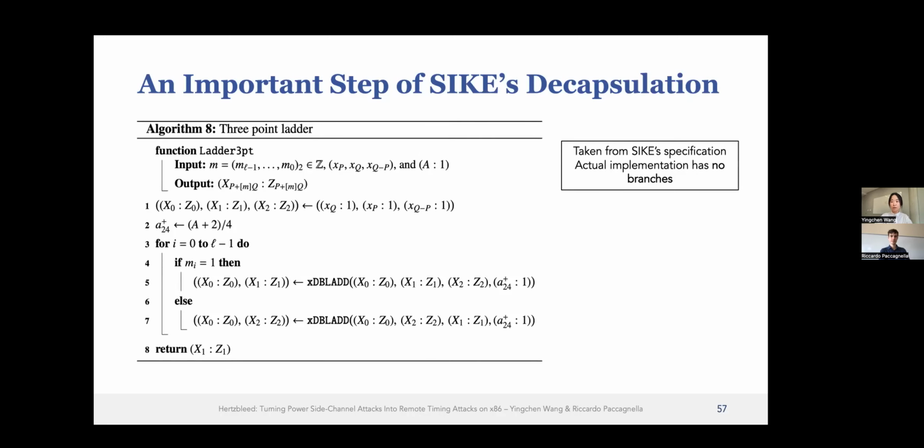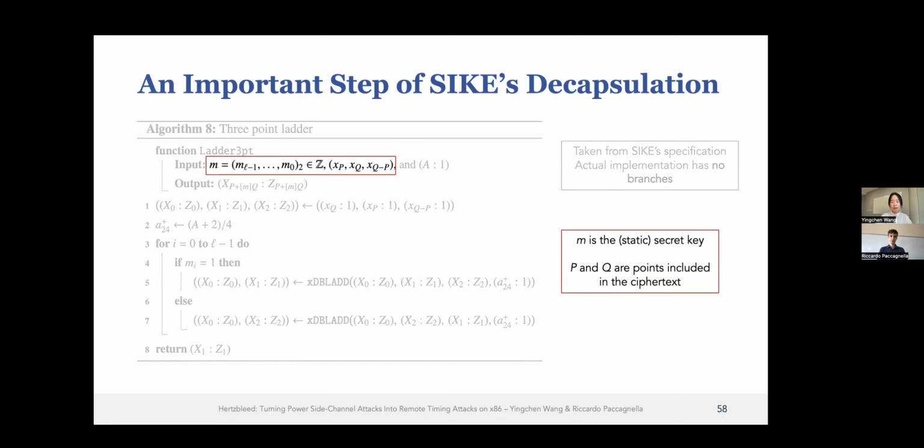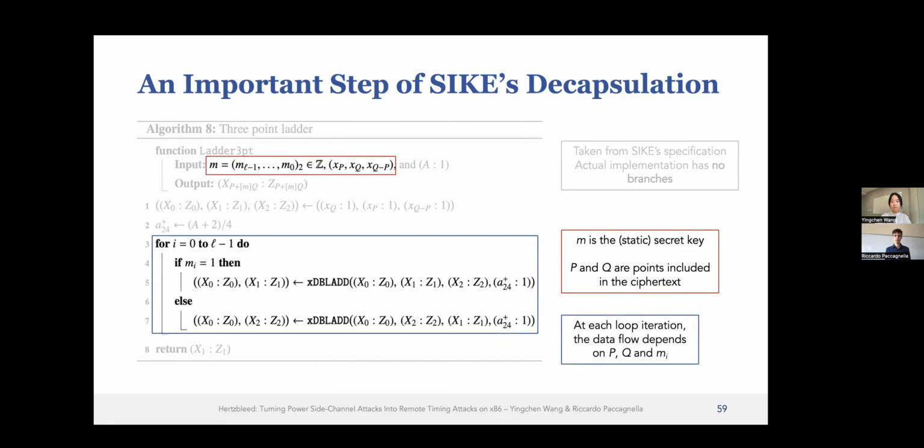Now let's look deeper into this SIKE decapsulation algorithm. The very first function called by the decapsulation algorithm is the 3-point ladder function. It takes in m as a static secret key and a ciphertext that contains P, Q, and Q minus P. It has a loop iteration, inside which it calls a subroutine xDBLADD, where the data flow depends on the current bit m_i as well as the ciphertext. Now let's take a deeper look into xDBLADD because that's where the vulnerability is.